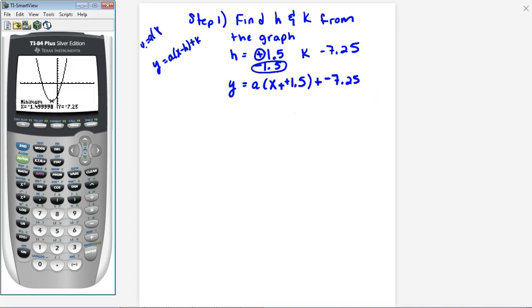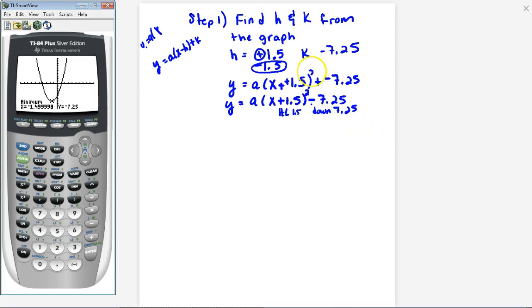And I'm kind of old school. I really like to write this with only one sign in between numbers because two signs is sometimes too confusing. So I'm going to rewrite this as y equals a times just x plus 1.5 minus 7.25. Plus a minus is the same as just minus, and minus a negative is the same as just plus. So this means we move it horizontally left 1.5, right? And then down 7.25.